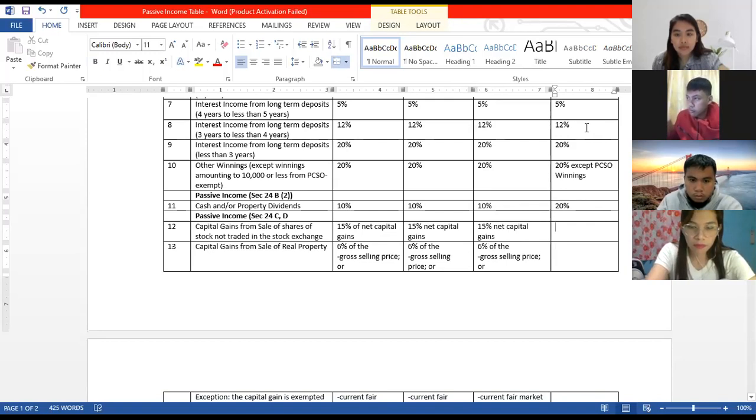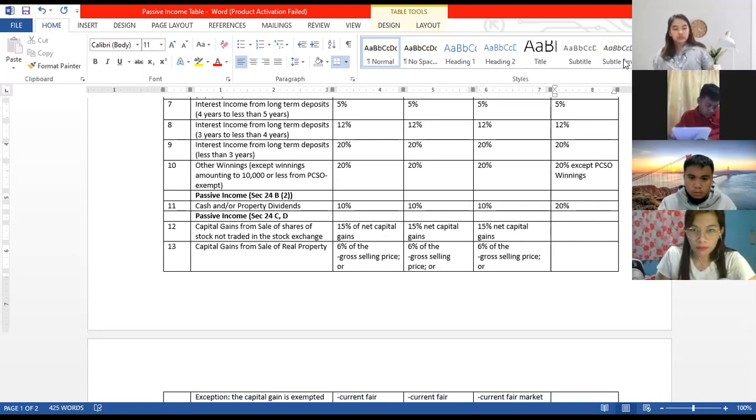Now let's go to paragraph 3 of section 25A, capital gains. So look at your books. Tingnan yung mga books natin para you can follow.